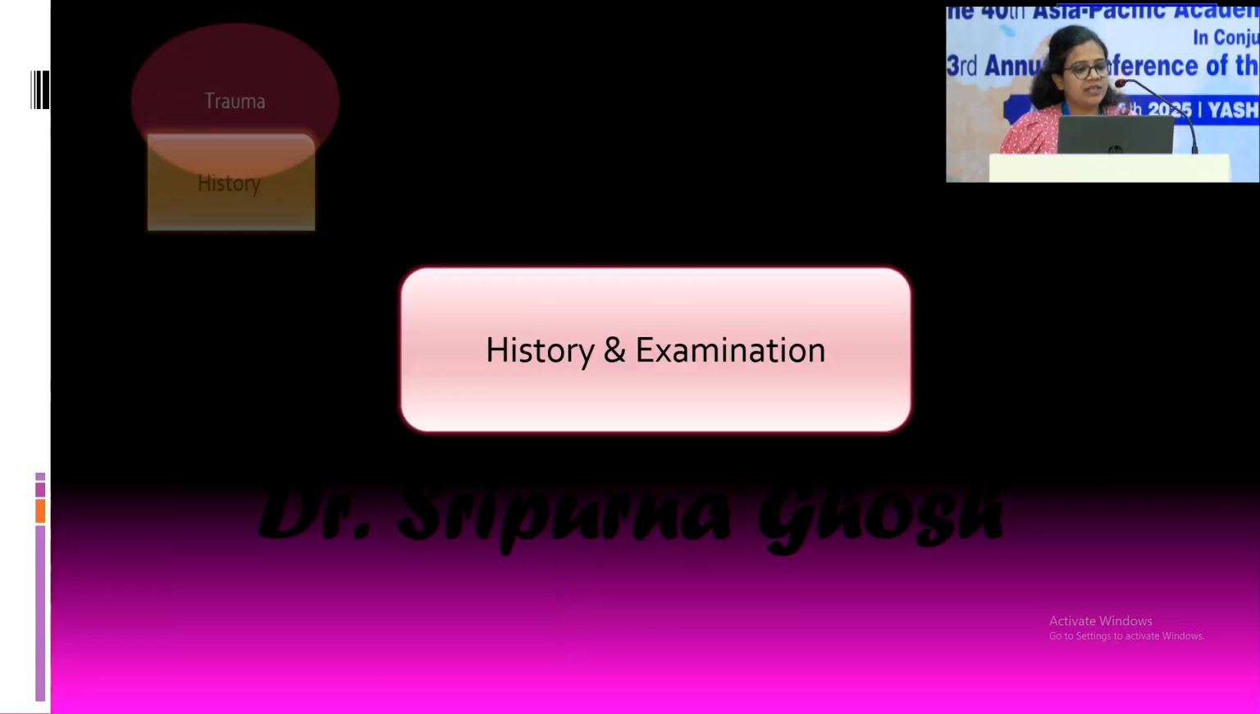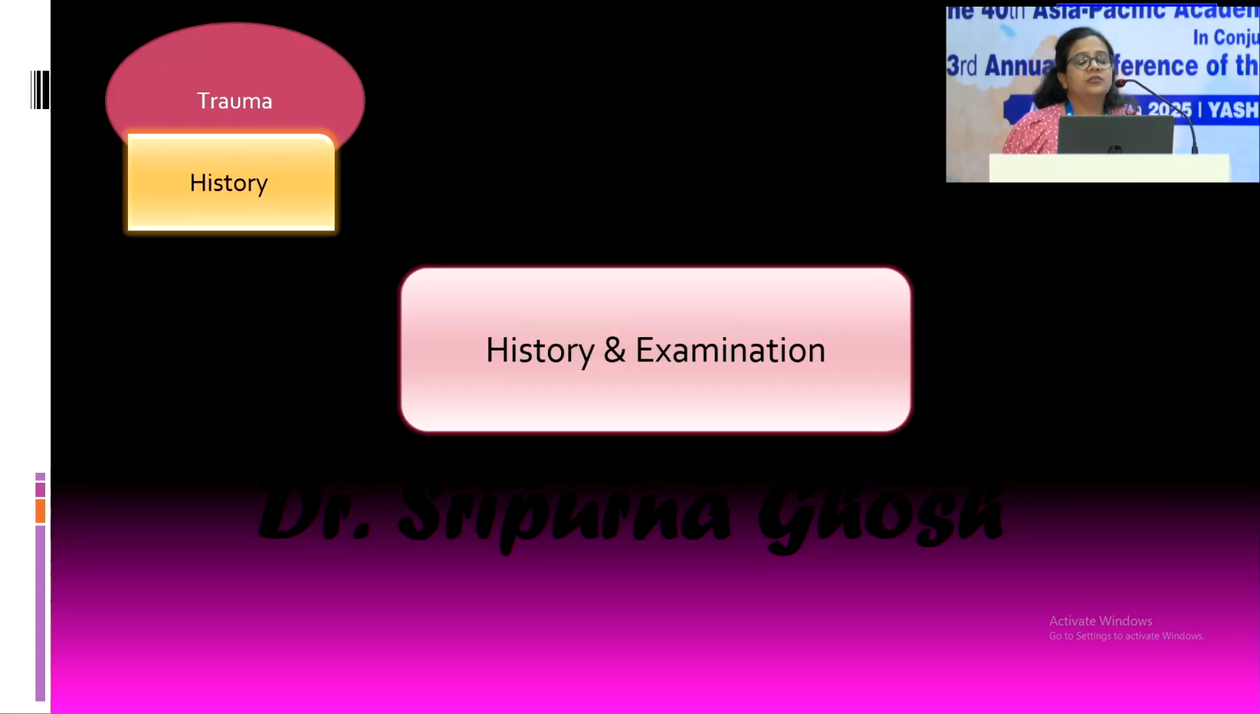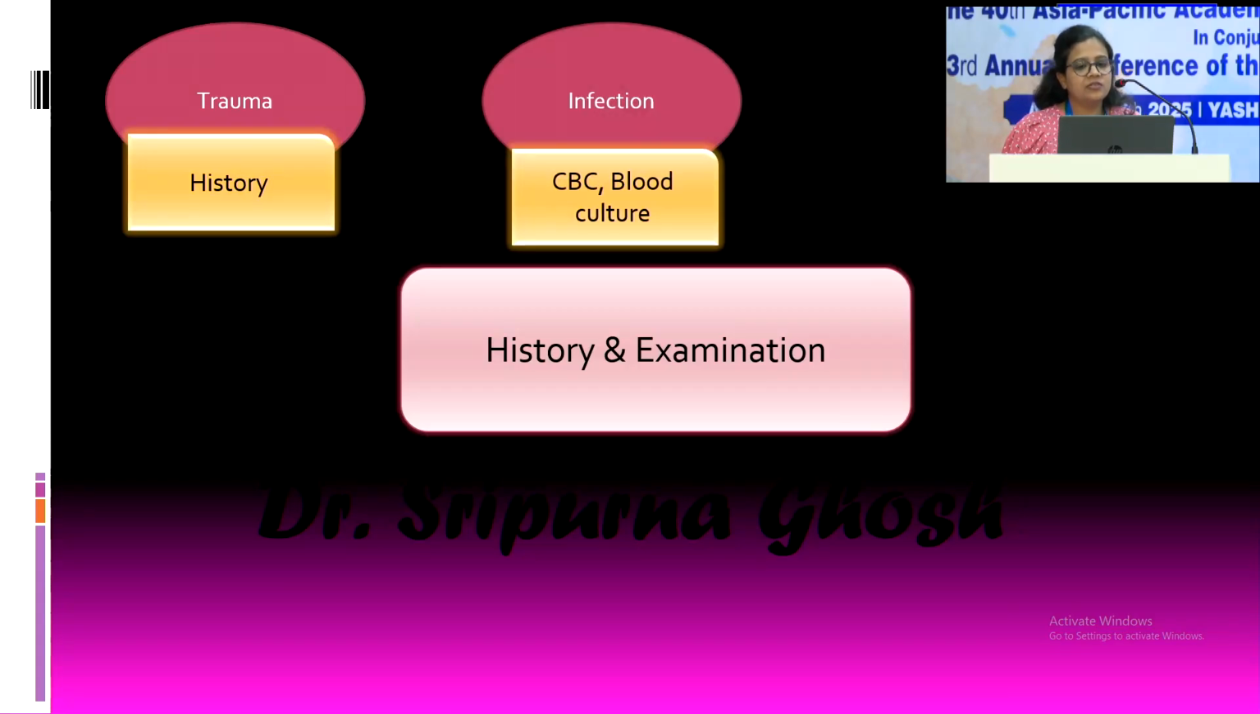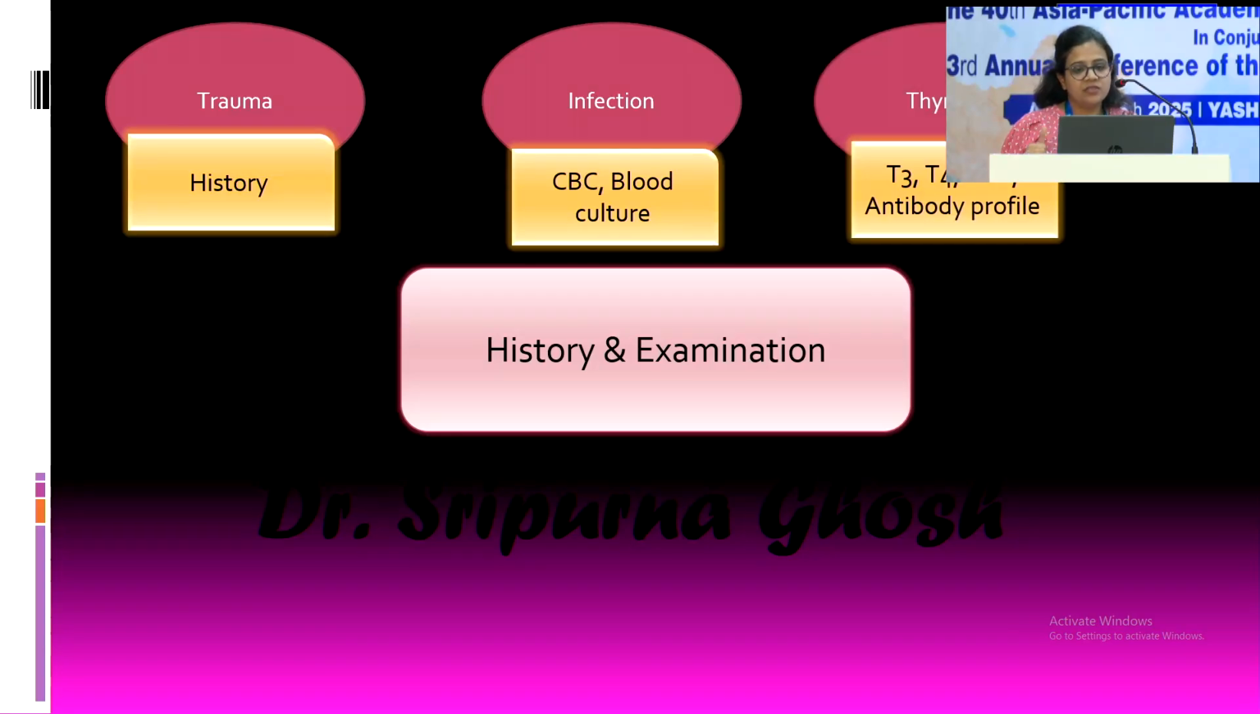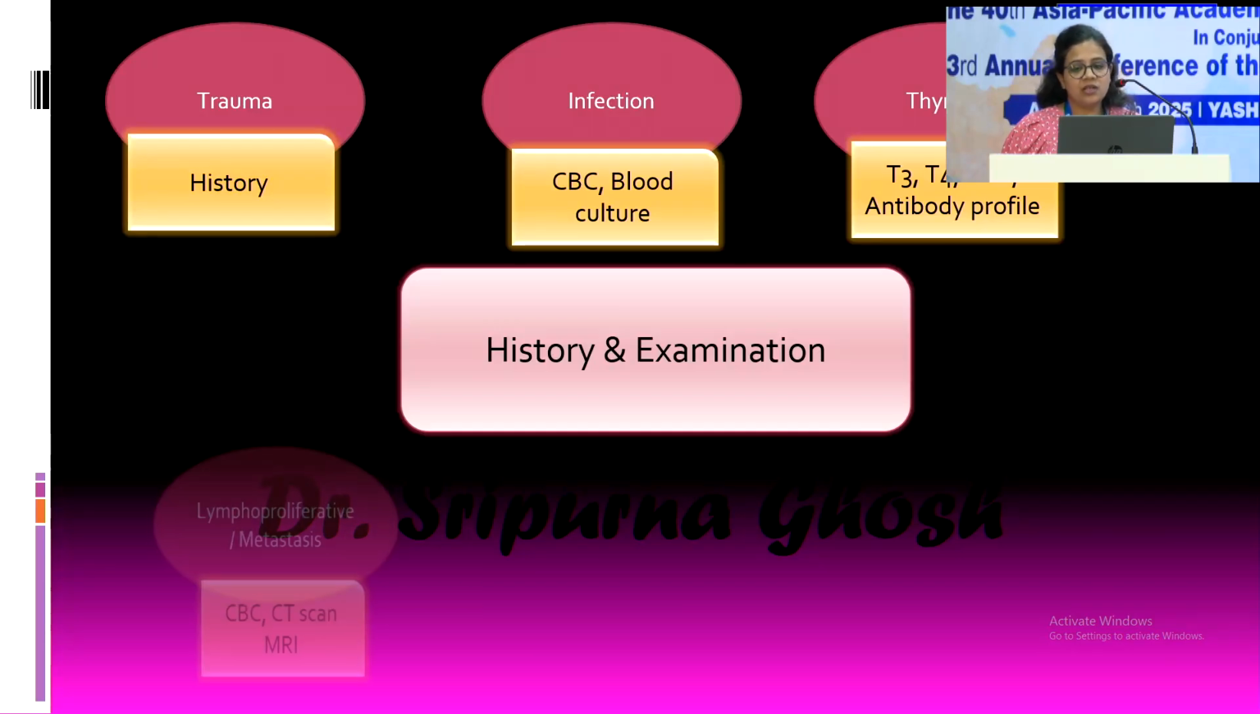Now, coming to history and examination: for trauma, we have to take a detailed history. There may be some incidents of trauma which may slip the mind of the patient. For infection, we should go for a blood culture and a CBC. But whenever we are thinking of an infection, we should always start with empirical therapy, not waiting for the culture or the imaging. For thyroid, we should do the thyroid profile.